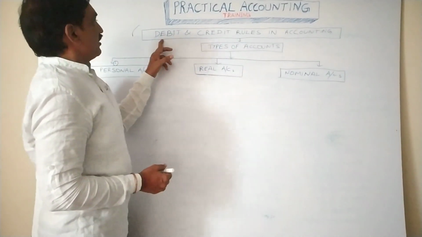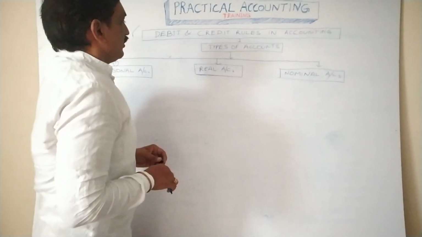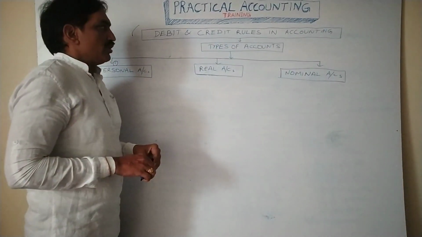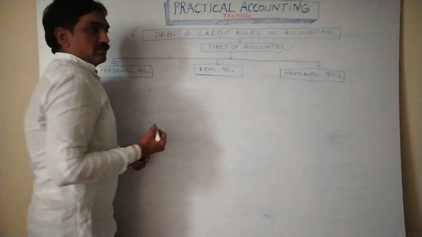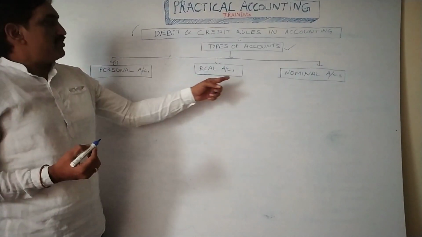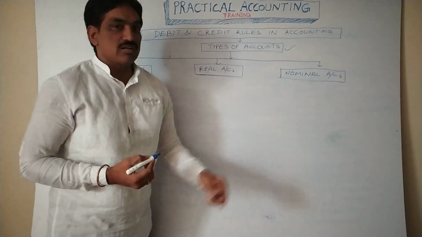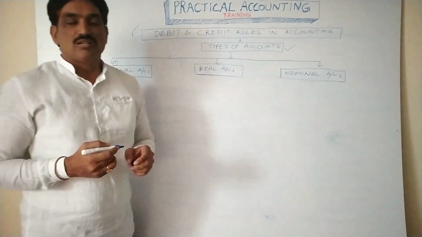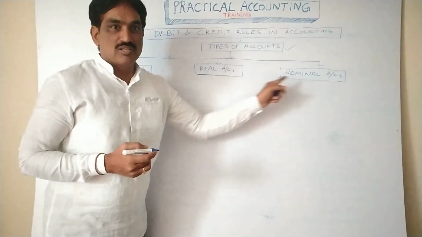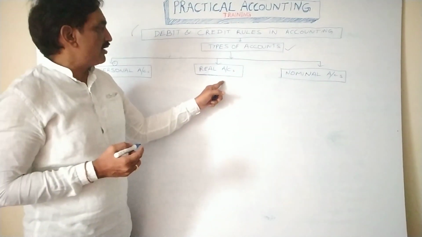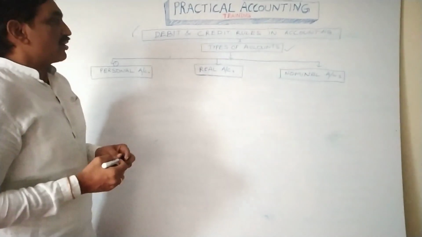Today's topic is debit and credit rules in accounting. In our previous video, we learned types of accounts. There are three types of accounts: personal accounts, real accounts, and nominal accounts. In the entire universe, all accounts are classified into only these three types.